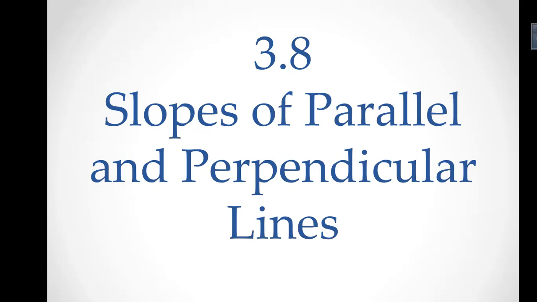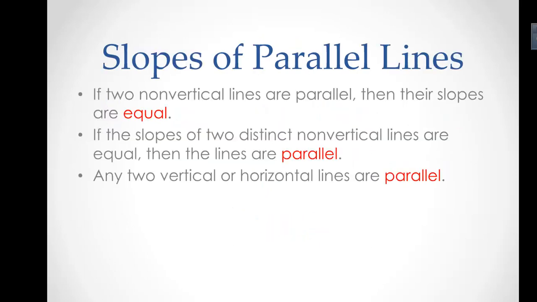All right, lesson 3.8, slopes of parallel and perpendicular lines. If two non-vertical lines are parallel, then their slopes are equal. Two non-vertical meaning they have a slope. Vertical lines have no slope, their slopes are undefined. So if the slopes of two distinct non-vertical lines are equal, then the lines are parallel.